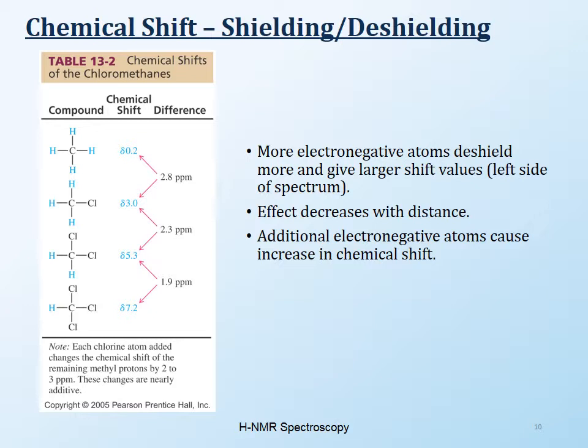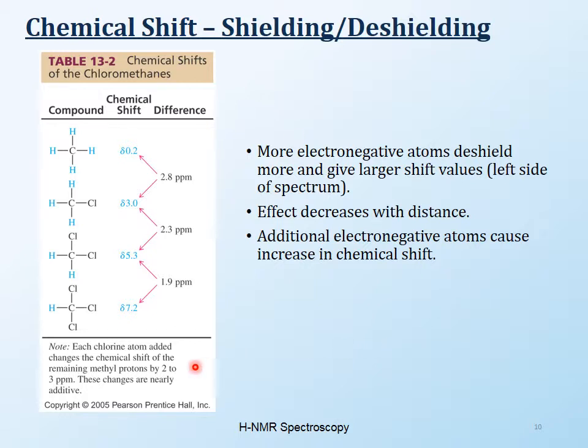Now let's talk a little bit about the shielding and the deshielding. The shielding is on the right-hand side and the deshielding goes on the left-hand side of the NMR spectrum. Remember, the TMS is on the right-hand side of the spectrum. With the deshielding, the nucleus is exposed more to the magnetic field. With the shielding, the nuclei are shielded, so they're not so much exposed to the magnetic field, which means it takes a lot more of the magnetic field.